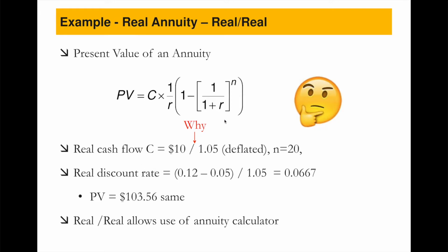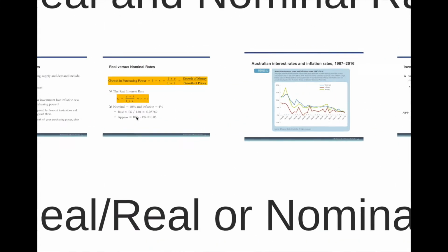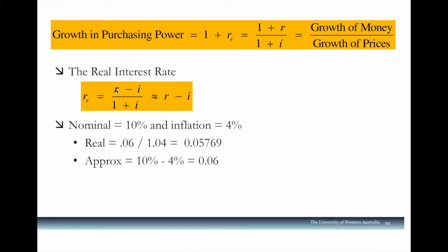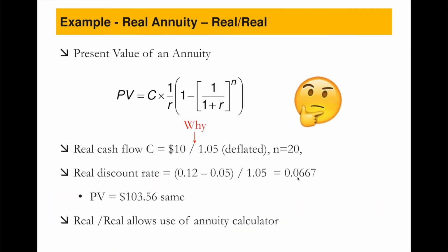But how about the interest rate? Here we need to use the real discount rate, which uses the formula that you see over here. I think on this slide, you can see that's the formula you need to use: nominal interest rate minus inflation rate, in brackets, divided by 1 plus inflation. Which is what we do over here. So you can work out the interest rate is 6.67%. You get the same answer, 103.56, right? So it doesn't matter whether you prefer real over real or nominal over nominal, you should arrive at the same answer.